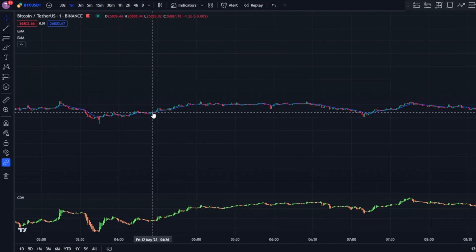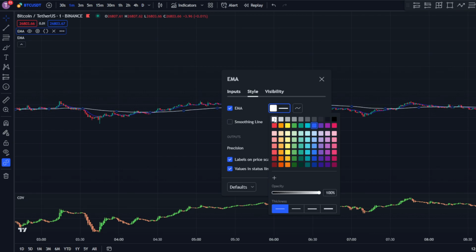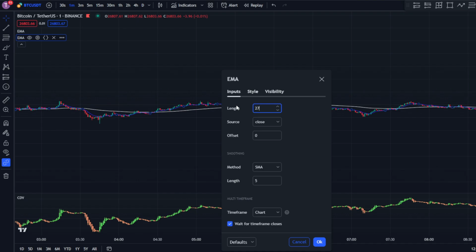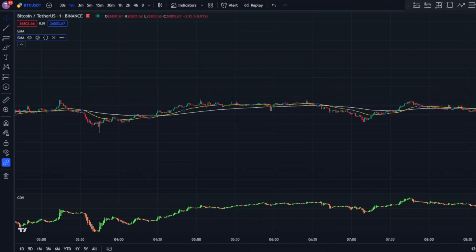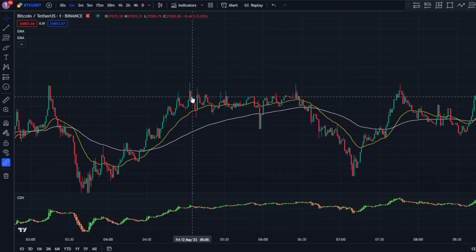For this, you're going to change a couple of things. First up, change your first EMA. You're going to make it 100. Change the color to white. Next up, you're going to change the second EMA to 27, and change its color to yellow. As you can see, we have the 2 EMA lines.